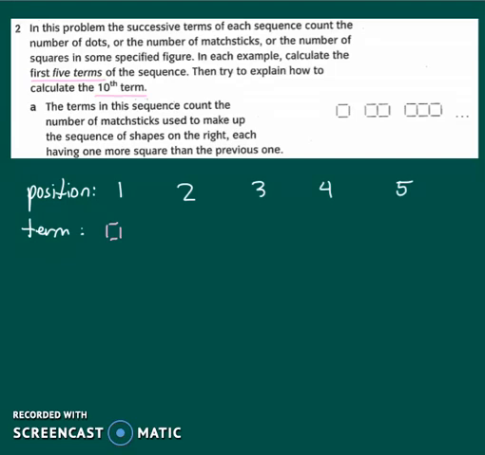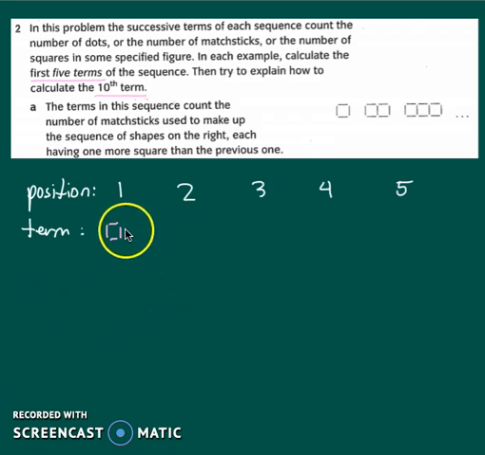Alright, so in this question we're looking at a number of different sequences, and we're being asked in each sequence to calculate the first 5 terms of the sequence, so the number that each term represents. And the first sequence that we're given is made up of matchsticks, and we are asked to count the number of matchsticks in each term.